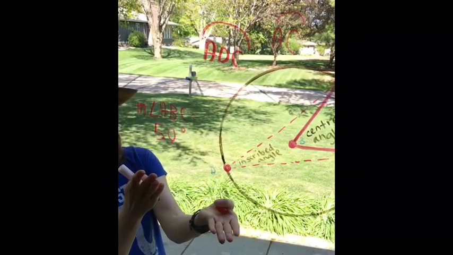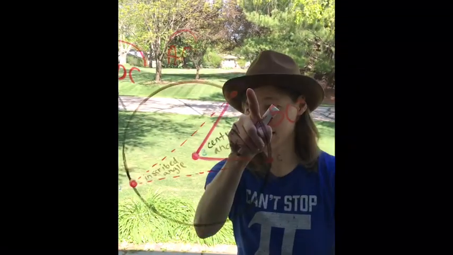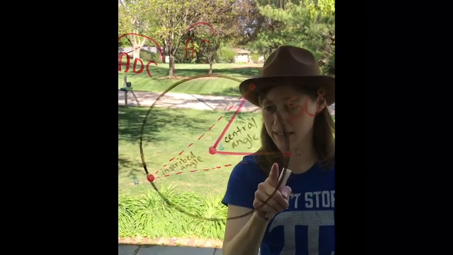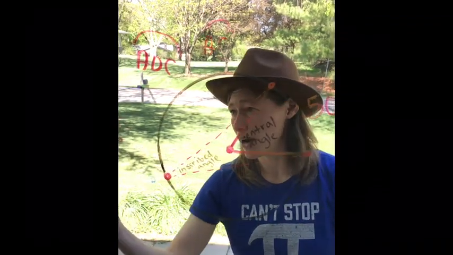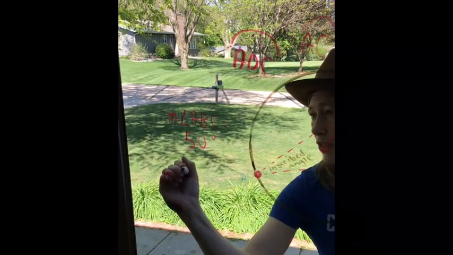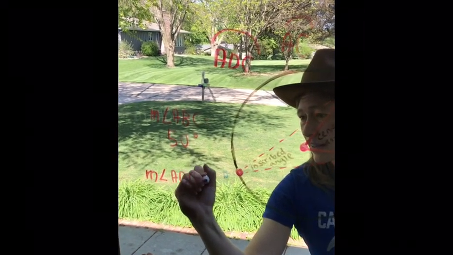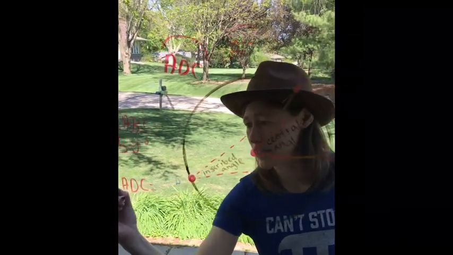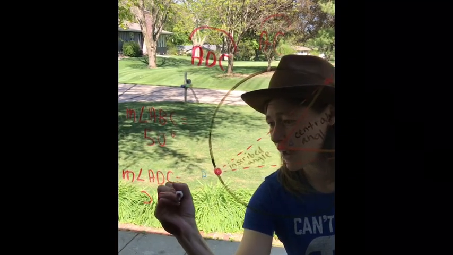Then we are going to look at angle ADC. That's the inscribed angle. It's smaller. It's actually half of that arc. So the measure of angle ADC is equal to half of 50, or 25 degrees.